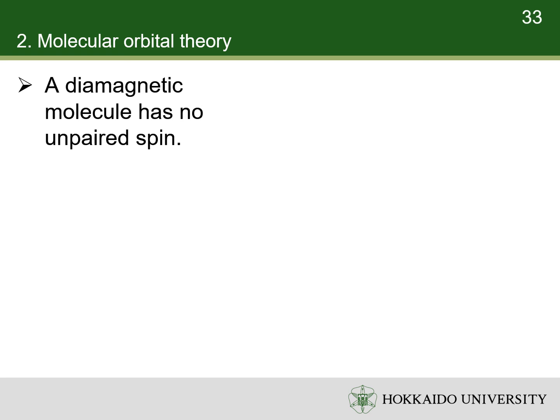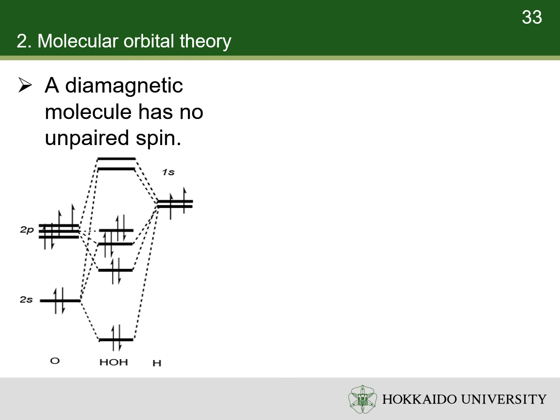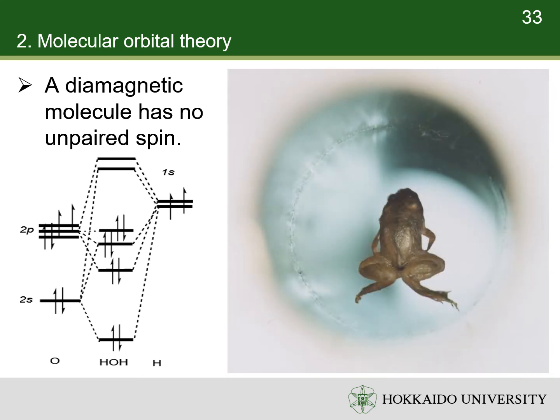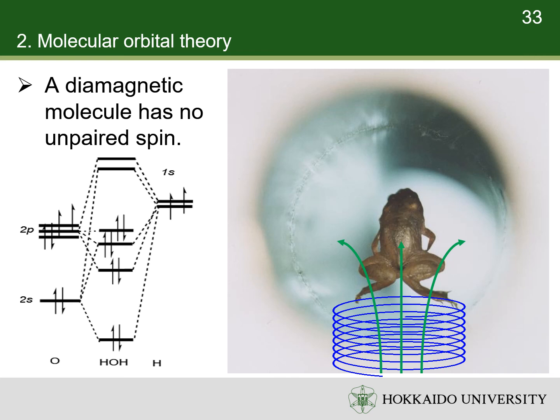A molecule is diamagnetic if it has no unpaired spins. Water is a good example of diamagnetic matter. According to its molecular orbital diagram, water molecule has no unpaired spin. In an experiment, a little frog is levitated above a magnetic field over 16 Tesla. We know that a frog is mainly composed of water. The levitated frog proves that water is repulsed by a stronger magnetic field, so that water is diamagnetic. The molecular orbital theory successfully predicts it.